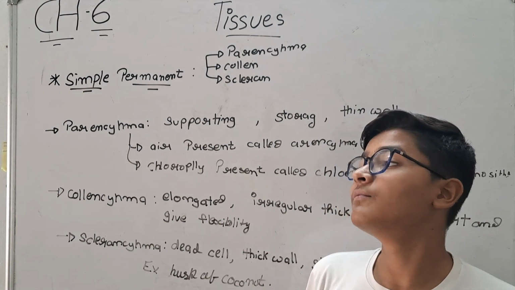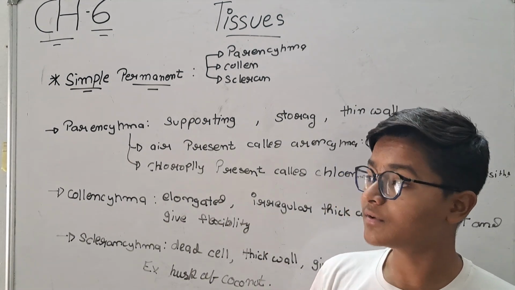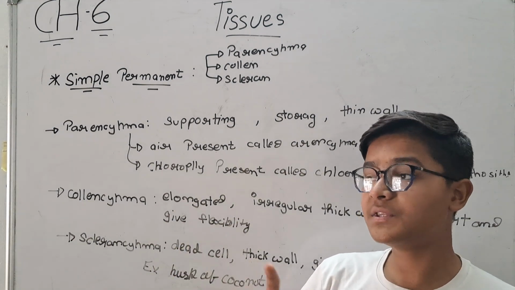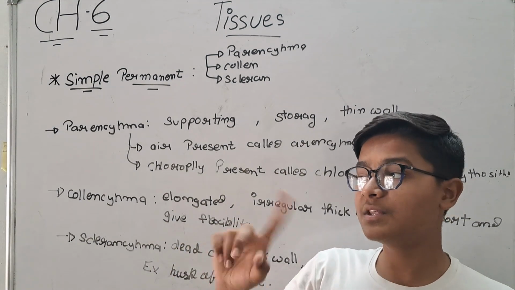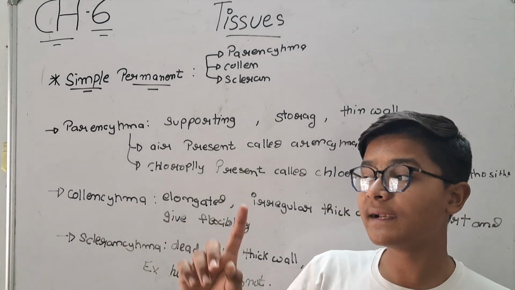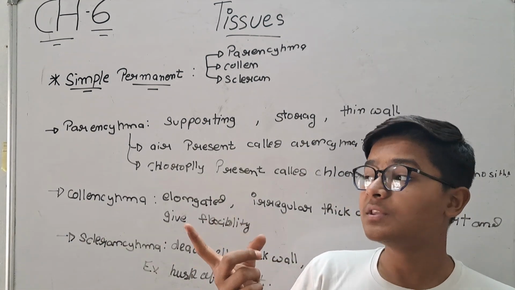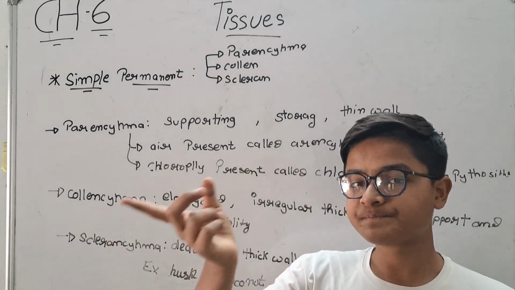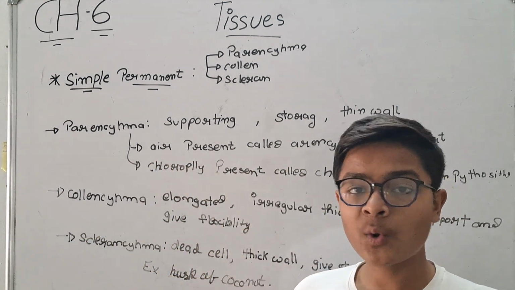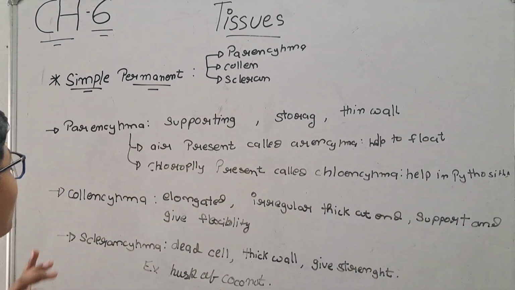You have seen that when the wind comes, the leaves that have become old fall, but the green leaves don't fall. They shake. Why do they shake? Because collenchyma is present. It gives flexibility, so they do not fall; they keep moving. That is the main role of collenchyma.